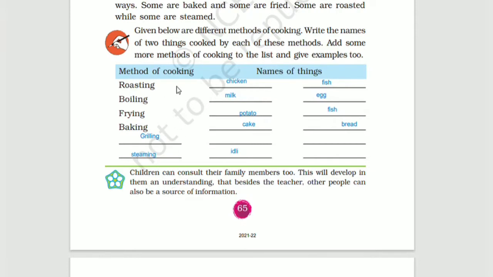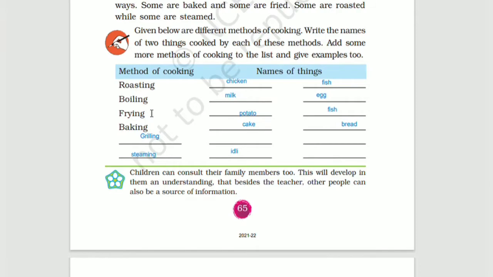Then, corresponding to the name of the things, which all substances are baked, roasted. You all know that. You have to ask your mother to write down this. Okay. For roasting, we are using chicken, fish. For boiling, milk is being boiled. Water is also boiled. After boiling only we are drinking water.